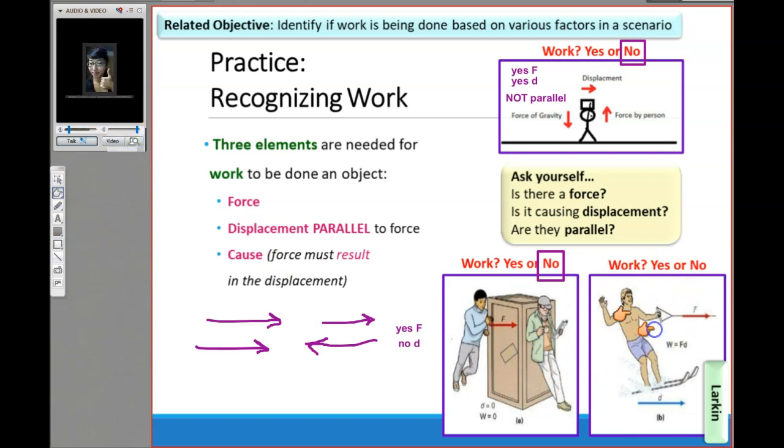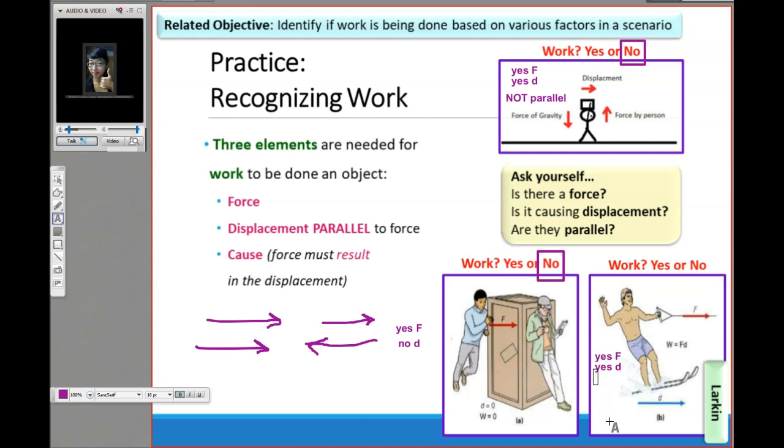All right, last example right here. We can see this guy, he is being pulled over to the right and he's moving to the right. So is there a force? Yes or no? Yes, there is a force. What about a displacement? Is there a displacement? Yes or no? Yes, there is also displacement.